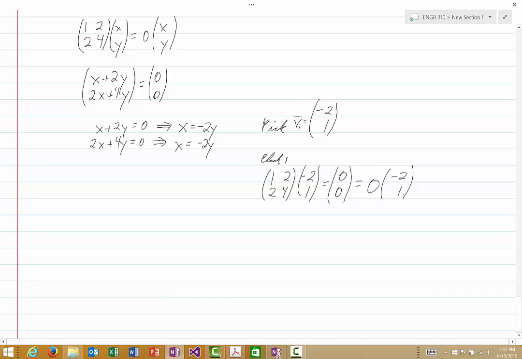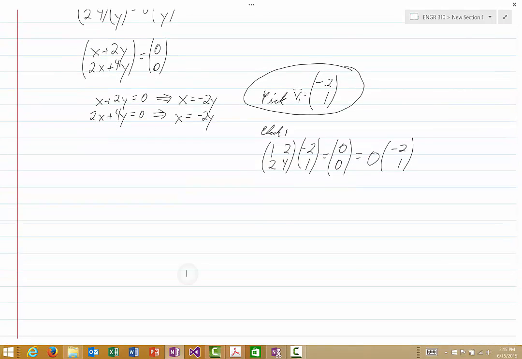And this will be true for any multiple of the vector negative 2, 1. However, you cannot find any other eigenvector associated with the eigenvalue 0 that is not a multiple of negative 2, 1. So this can be considered to be the only eigenvector associated with the eigenvalue 0. So V1 is negative 2, 1.